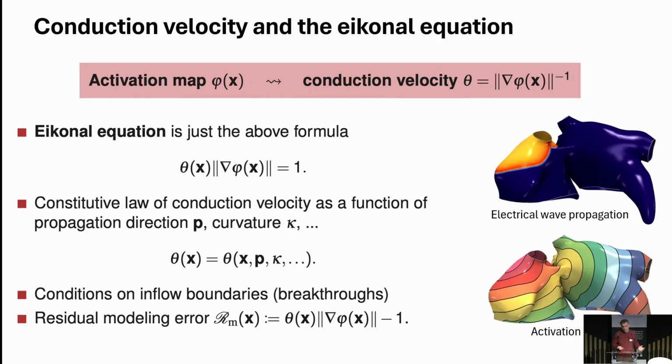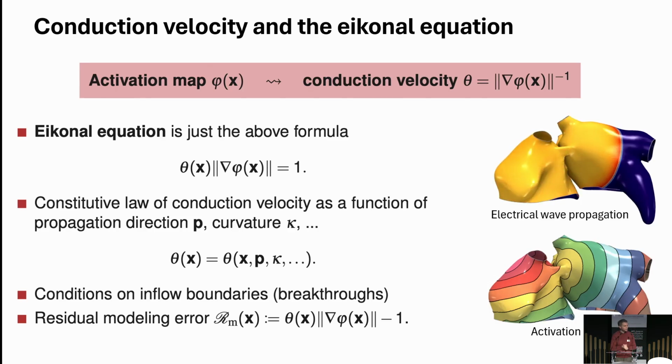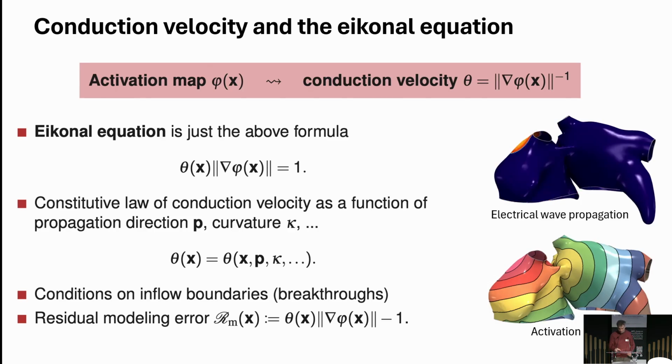If you have the activation map, which is like isochrones, like this, and you want to know the velocity, what you do is just take the gradient of this map. The gradient gives you the propagation direction. The norm of the gradient is going to be the slowness, so 1 over the gradient is the velocity, okay? What we call the conduction velocity. So you have this very trivial formula that the conduction velocity is 1 over the norm of the gradient.